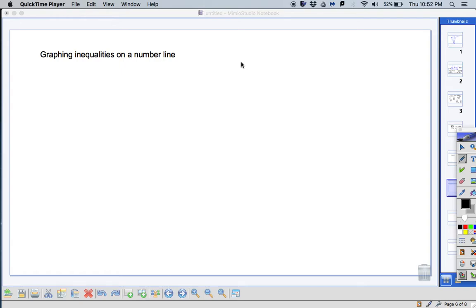Okay, today we're going to talk about how to graph inequalities on a number line. So first, let's write an inequality. Say we have x is less than 3, and I want to graph it on a number line, so I need a number line. We're going to have to put some numbers on it, so let's put 0 on it, and let's get over to 3.